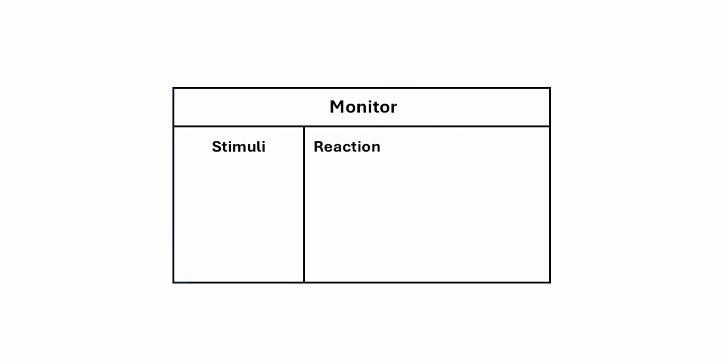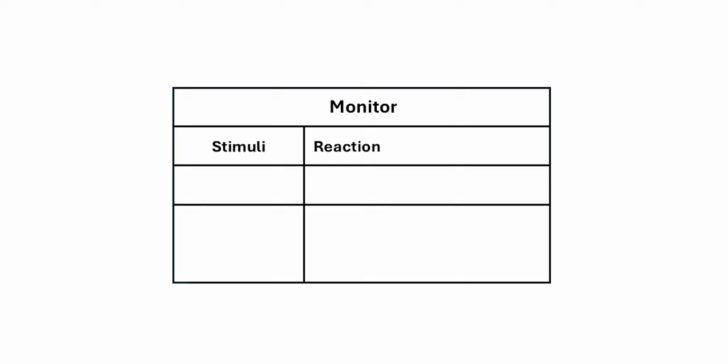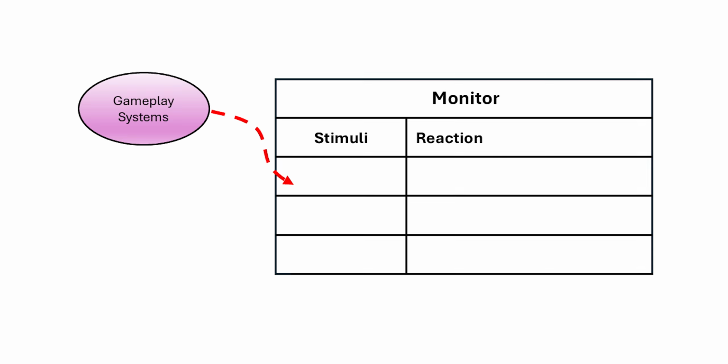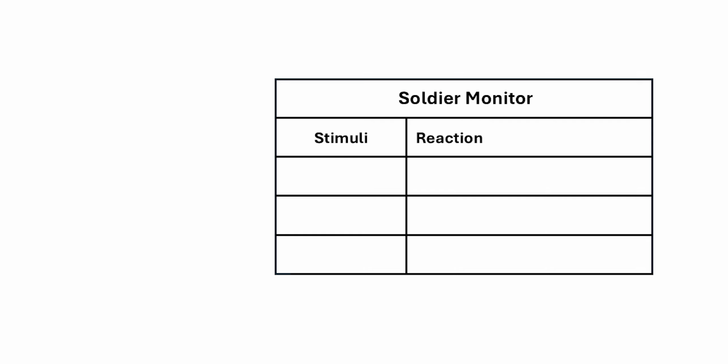It is this monitor that determines how an agent will react to stimuli, and one type of agent will probably react differently from another. So, the monitor consists of a list of stimuli and the appropriate reaction. The stimuli can come from gameplay systems, remember the monitor listens for these, or from reactive behaviour trees themselves. So let's look at a simple soldier example.